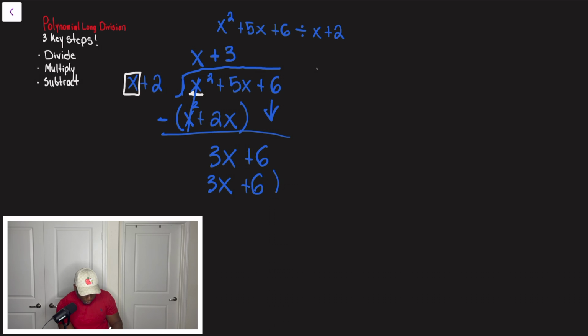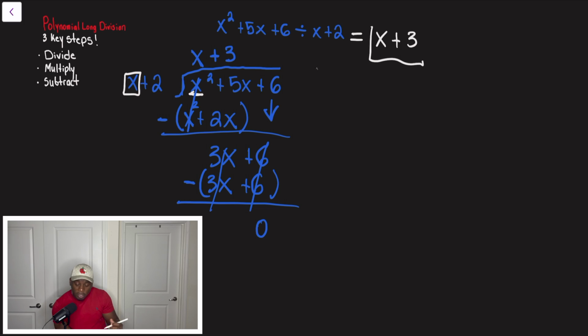We're going to put that expression in parentheses, subtraction sign on the outside. And what we notice now is that both 3x and 6, once we subtract, are going to cancel out. So when we ask for the answer, we know that our answer is going to be x plus 3. So this is what we're talking about today, guys, in our video of polynomial long division.